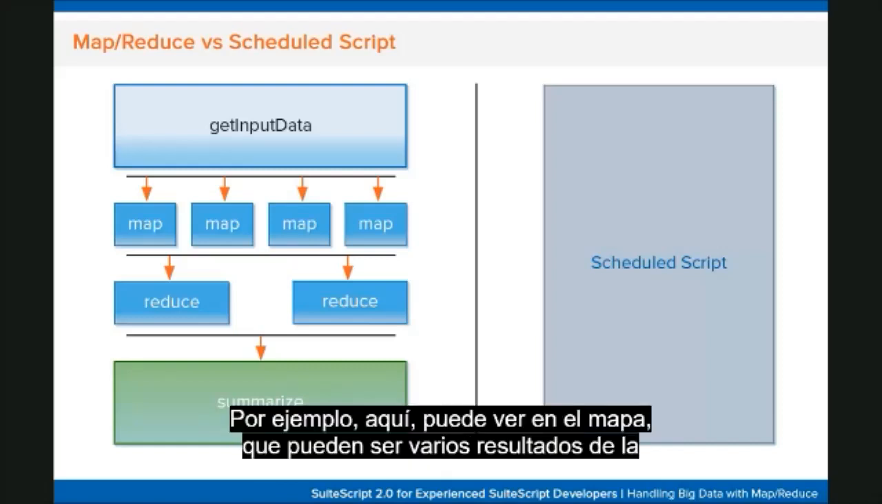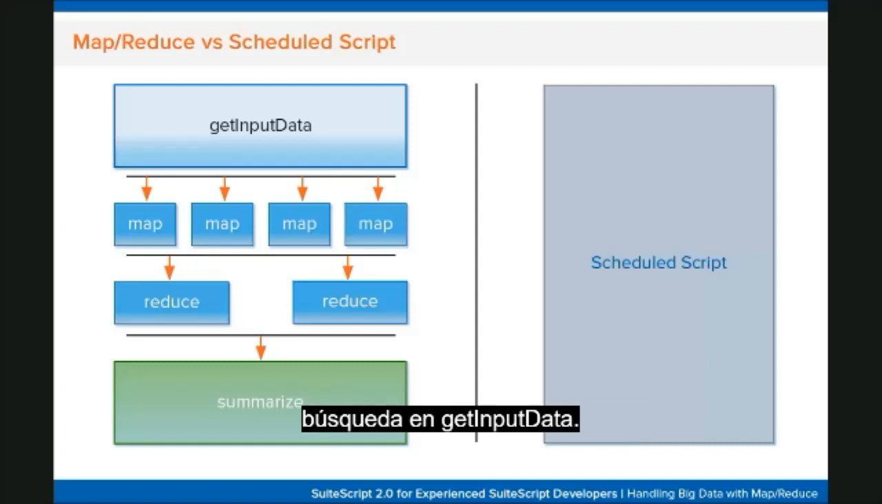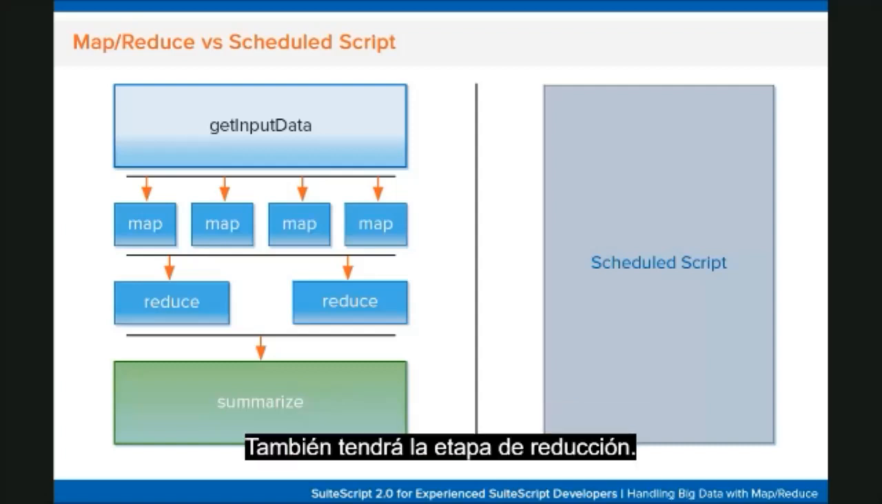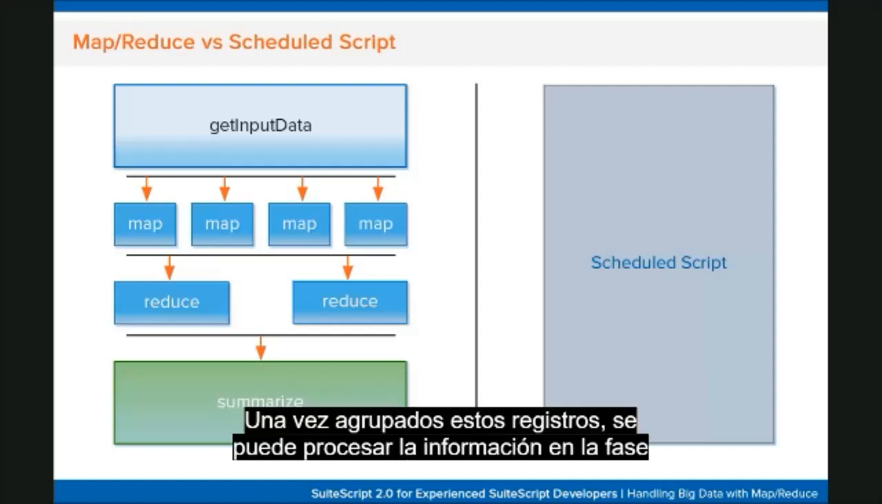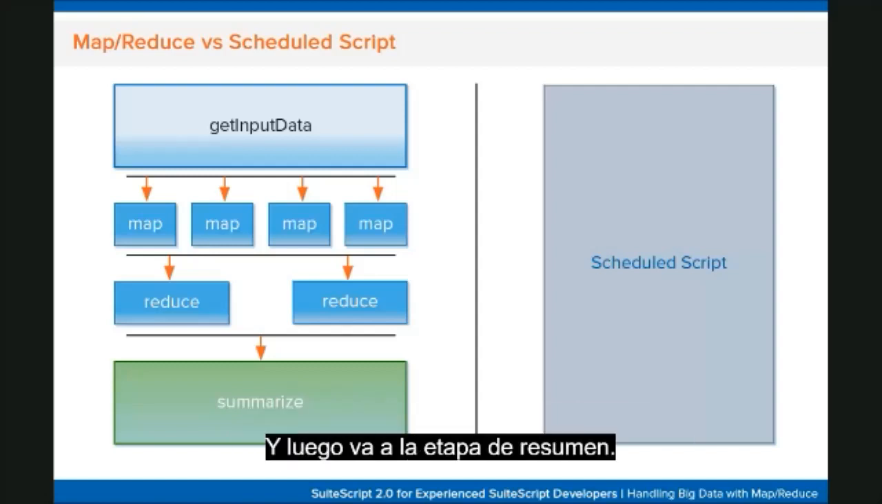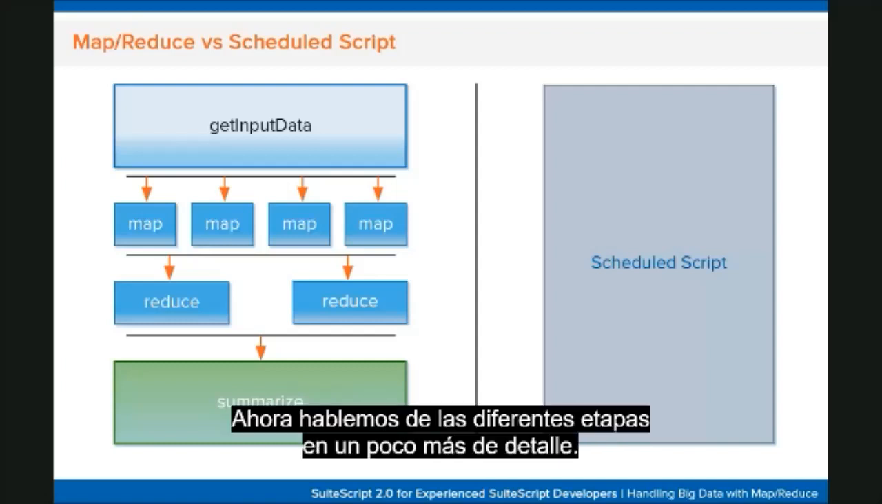So for example, here you can see in the map that there can potentially be multiple results from your search in the get input data. You also have the reduce stage. And with the map stage, what that does is that it allows you to group certain records together. And once those records are grouped, you can process the information in the reduce stage, and then you go to the summary stage. So that's how it works. Now let's talk about the different stages in a little bit more detail.